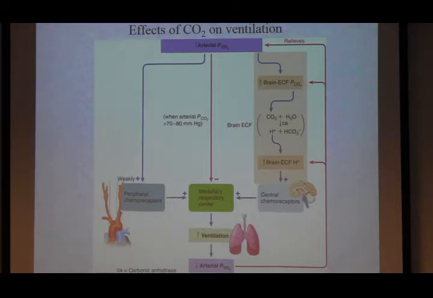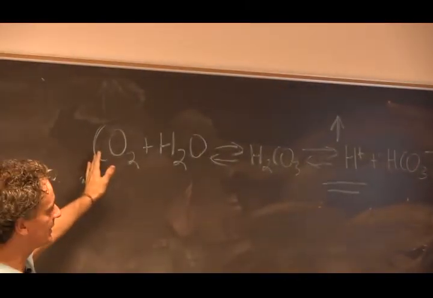So an elevation of arterial PCO2 means that the CO2 can easily get into the brain extracellular fluid and the brain cerebrospinal fluid. And we see an elevation in the PCO2 in the brain extracellular fluid. Now, because of the high concentration of carbonic anhydrase, this reaction takes place. And it's summarized in the slide.